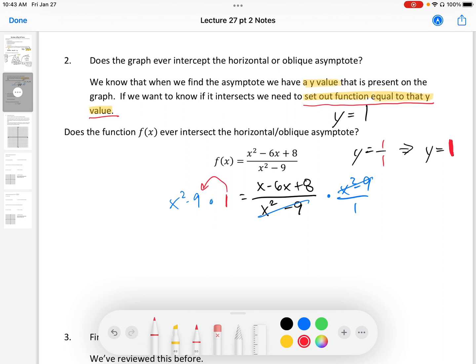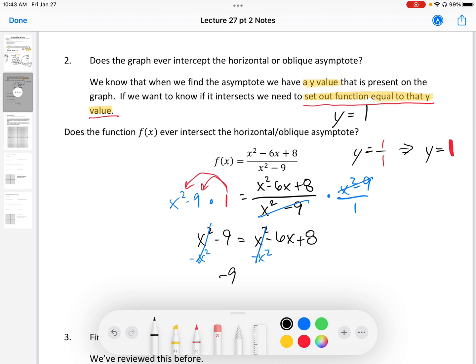That 1 has to distribute to both, which when it's a 1, it doesn't really do much. But if that's a 2, make sure it distributes. That gives me x squared minus 9 equals x squared minus 6x plus 8. Okay, and now I just need to solve for x. So if I have an x squared, the first thing I need to do is get all that over so that I can factor. That cancels. Oh, and that cancels too.